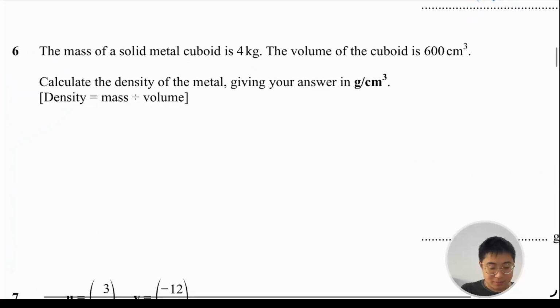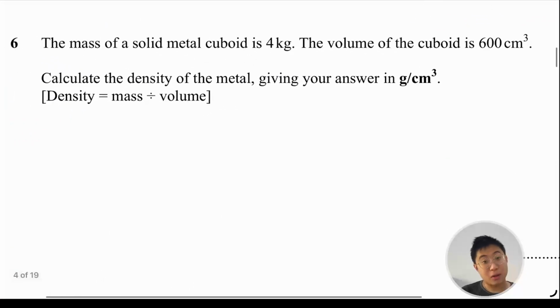Okay, next question. The mass of a solid metal cuboid is 4 kilograms. The volume of the cuboid. Okay, so they gave me mass, they gave me volume. Pretty sure we're going to be calculating density. I know that because I teach physics as well. Density, oh, perfect. They gave us the formula.